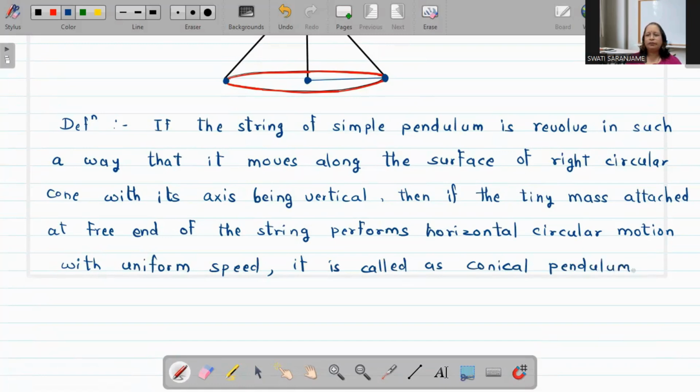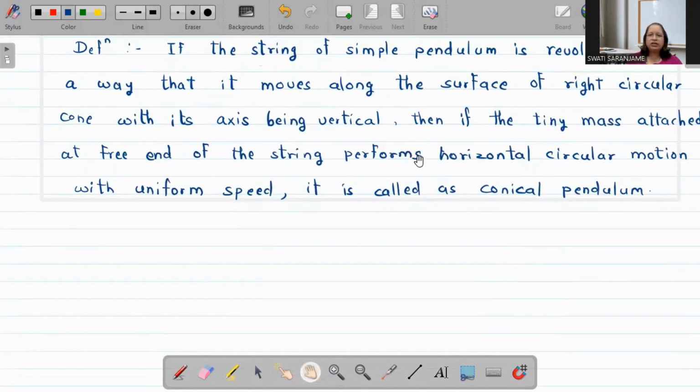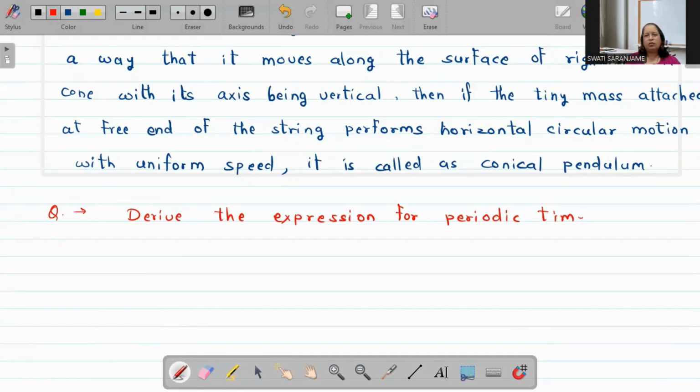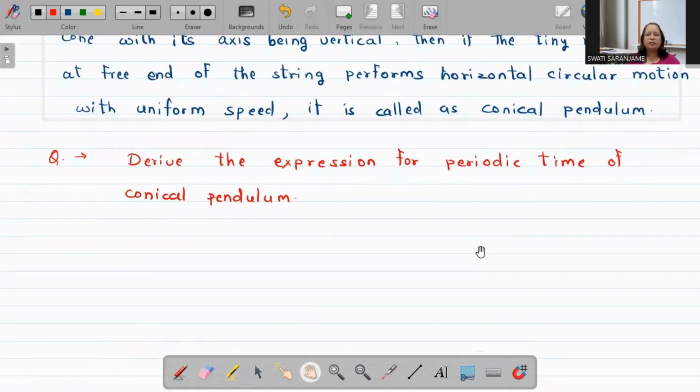Conical pendulum. Yes. Now, how the question is asked on this topic is, derive the expression for periodic time of conical pendulum. So this is mostly repeated in board exam.